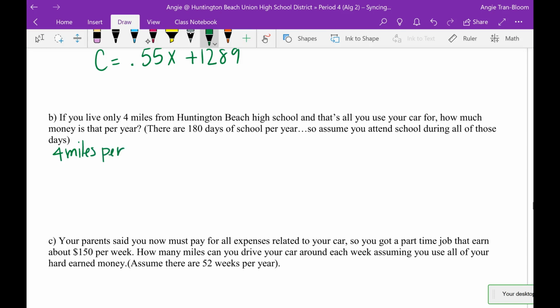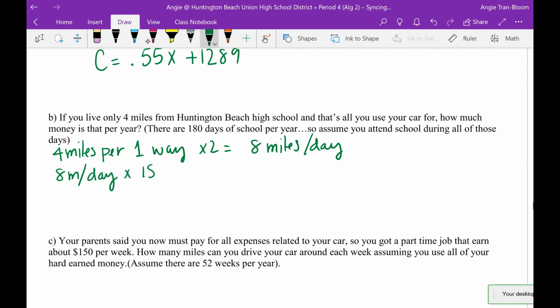4 miles one way times 2 equals 8 miles per day. Yes or no? Then I'm going to take 8 miles per day and multiply that by 180 days, which will give me 1,440 miles per school year. Yes or no?